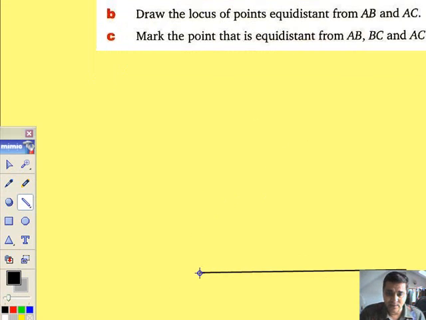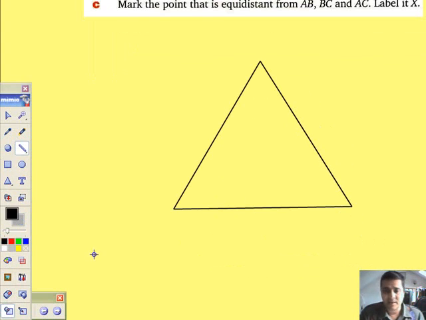So I'm just going to guess how this looks. Again, I'm not constructing it carefully. I'm just guessing and making it look roughly correct. Now I think that's pretty good.